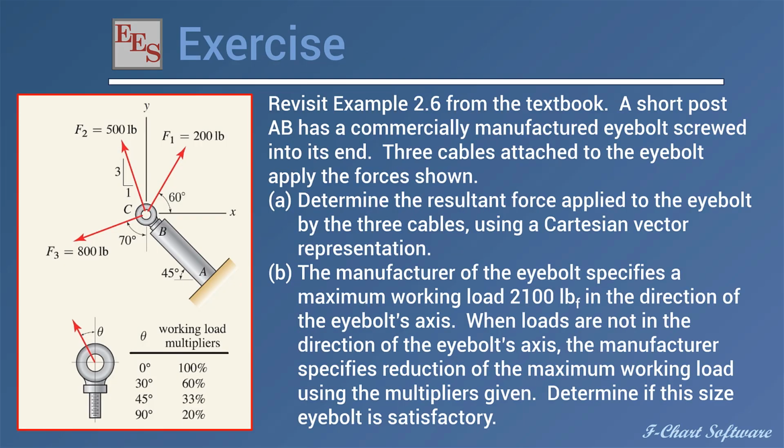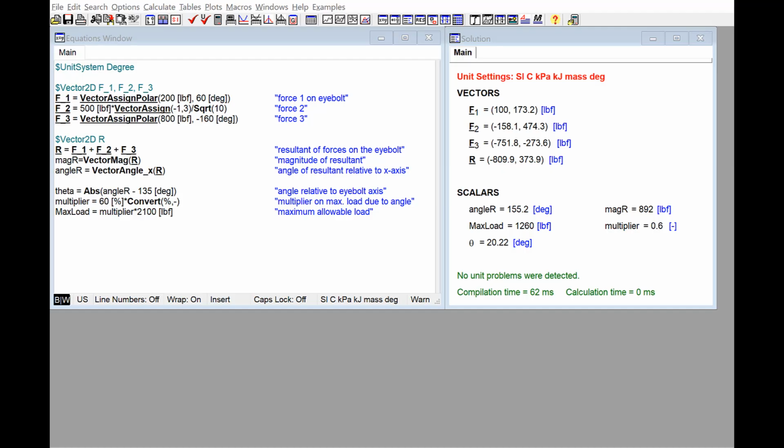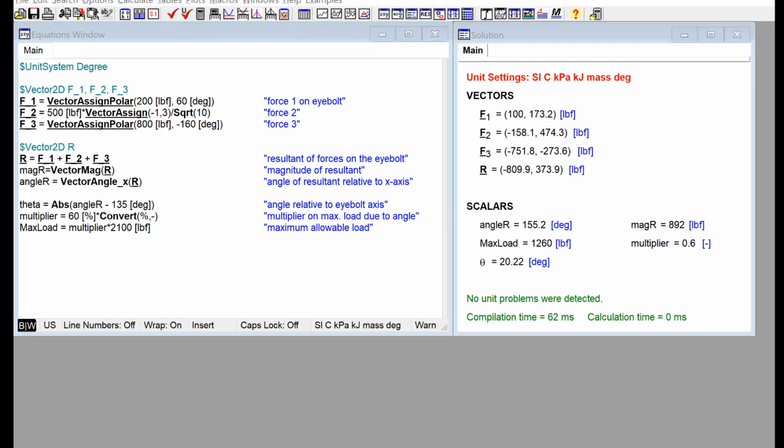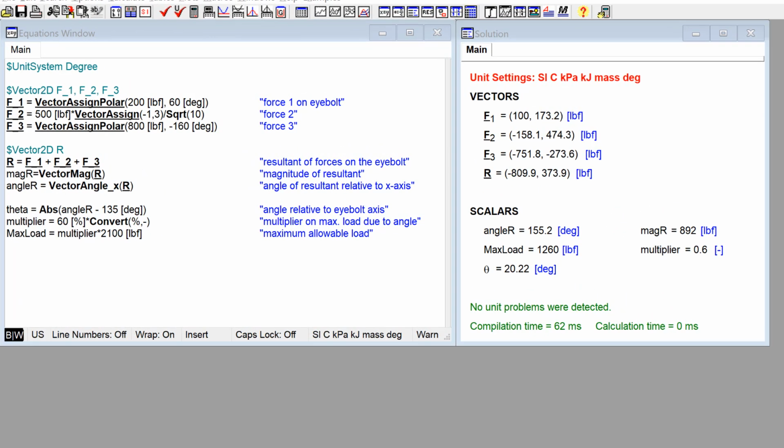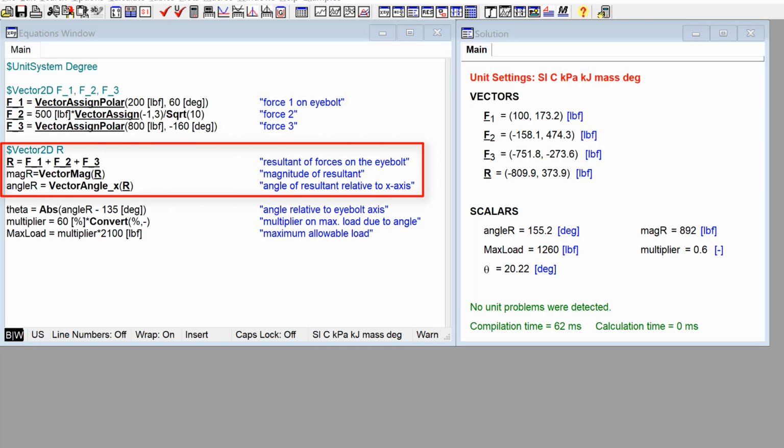In order to provide some context for this discussion, let's return to example E2.1, and there's a link to this example in the description. But this example, which is shown here, determined the resultant force on an eye bolt that was subject to three different forces, F1, F2, and F3. And here's the EES solution that we developed in this example. And you can see here the three forces. We add them together, and then we can get the angle and the magnitude of the resultant force.